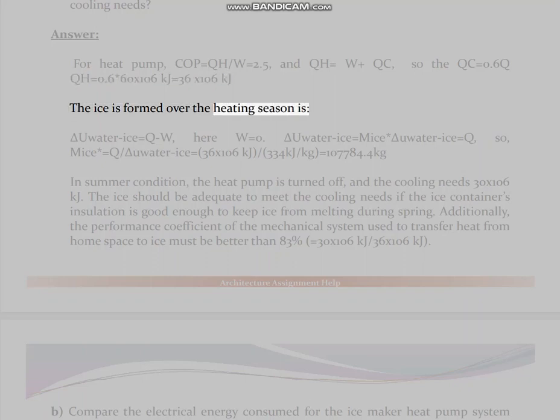The ice formed over the heating season: ΔU water-ice equals Q, here W equals 0. So m_ice times ΔU water-ice equals Q, so m_ice equals Q/ΔU water-ice equals 36 x 10^6 kJ / 334 kJ/kg equals 107,784.4 kg. In summer condition, the heat pump is turned off, and the cooling needs 30 x 10^6 kJ.